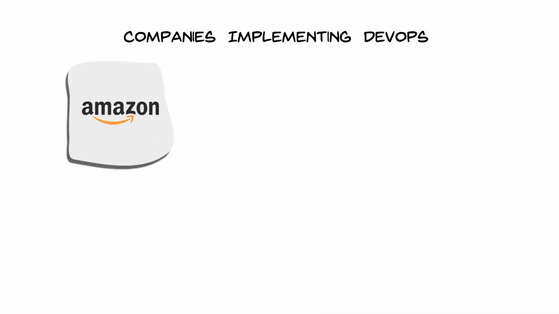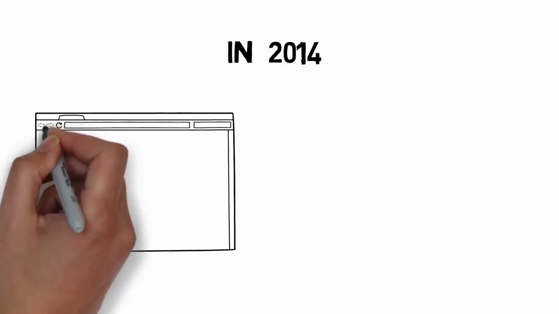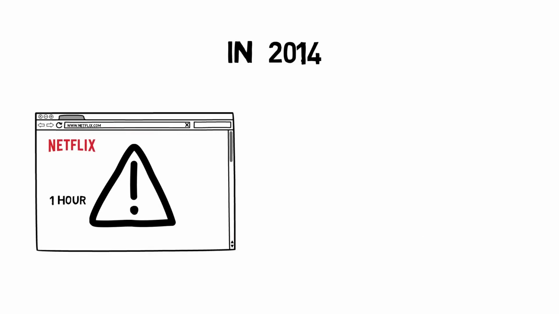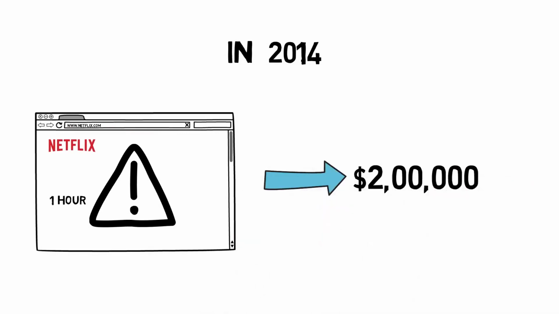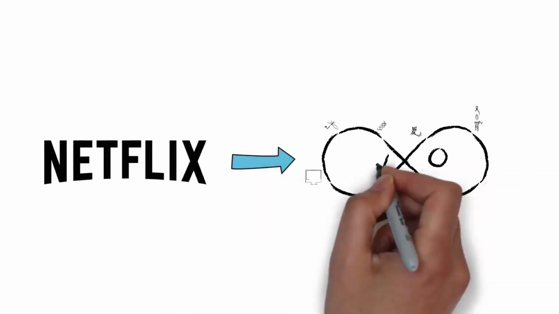Giants such as Amazon, Netflix, Target, Etsy, and Walmart have all adopted DevOps and seen a considerable increase in delivery and quality. In 2014, an hour of downtime for Netflix would cost it $200,000. It became absolutely crucial that Netflix prepared themselves for any sort of failure. And so, they took to the DevOps approach and implemented it in the most unique way.